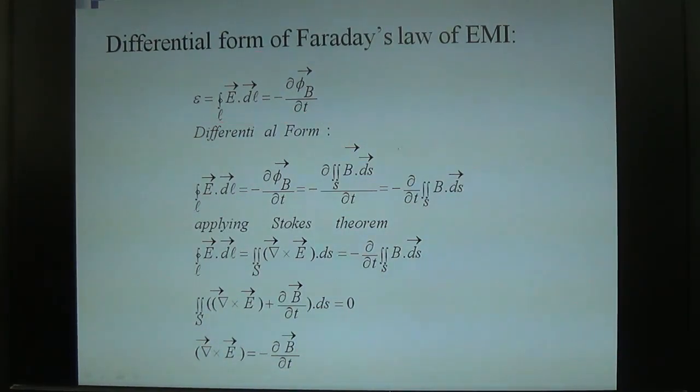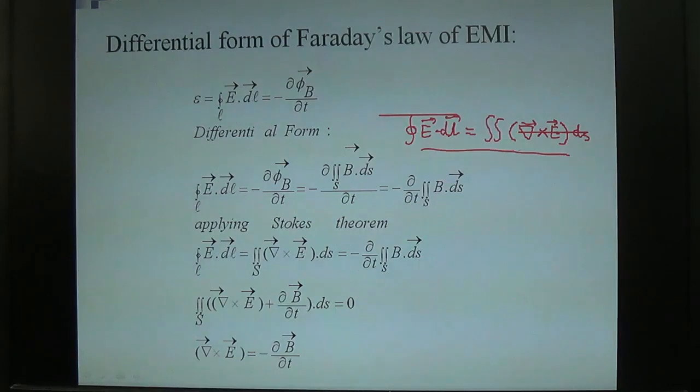I am writing it again: E dot dl is equal to the open surface integral. Surface integral means the sum of the small curls, del cross E dot ds, right. This is the meaning. So this was the possible way, right.